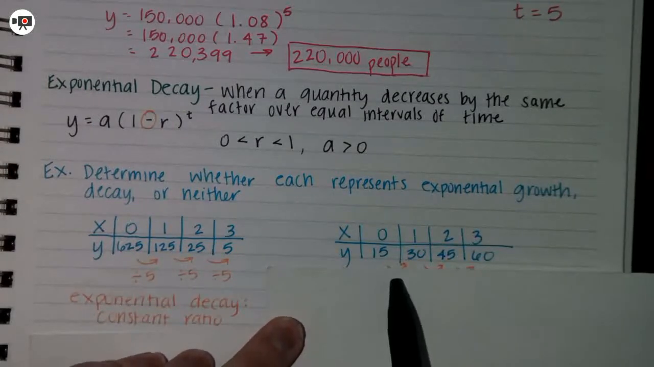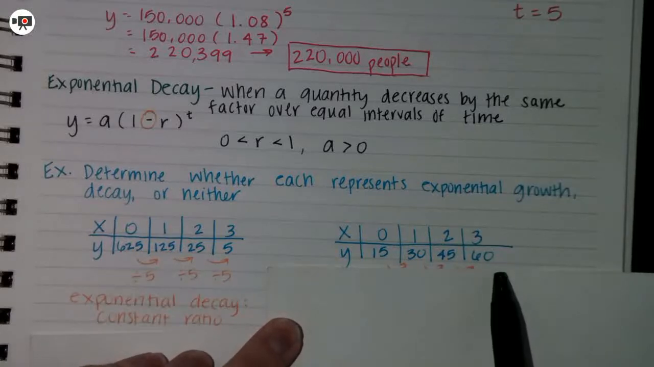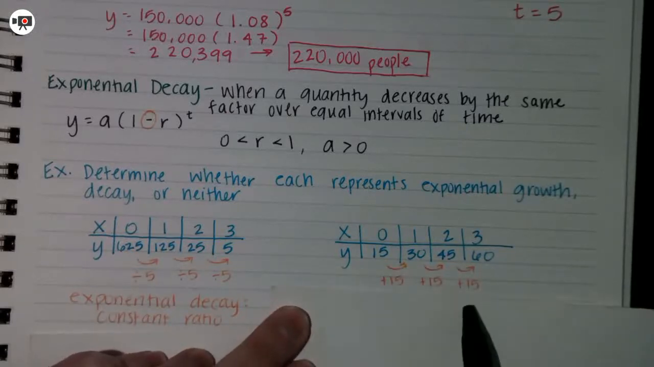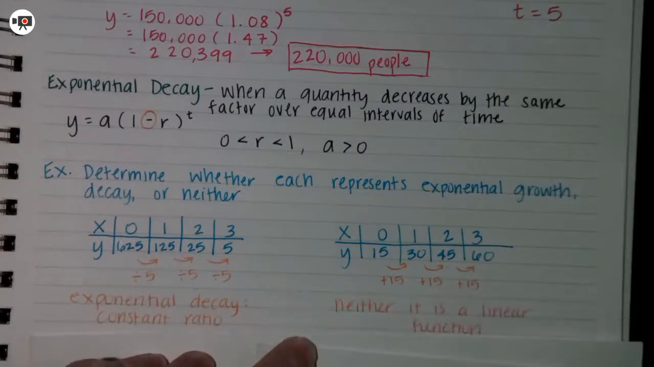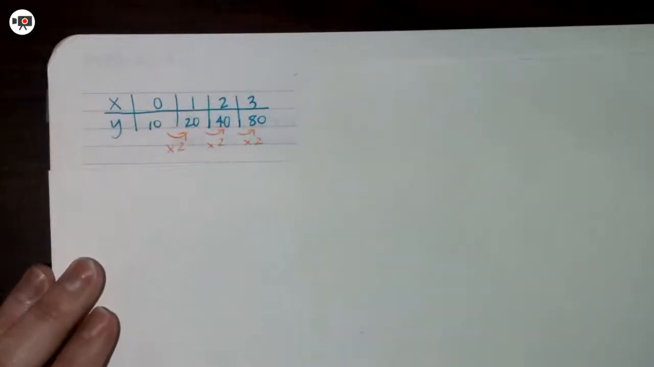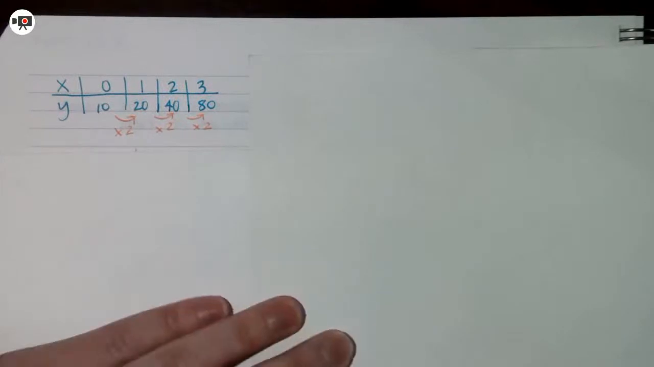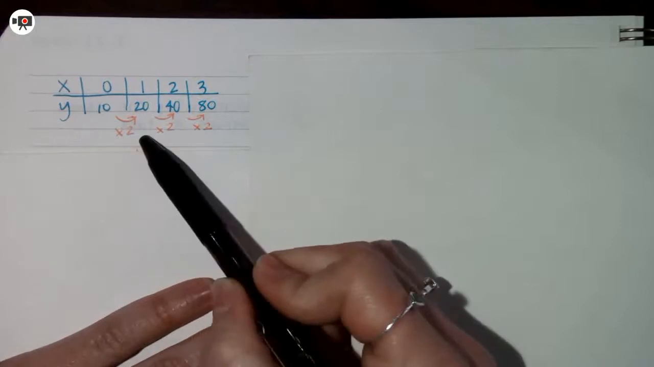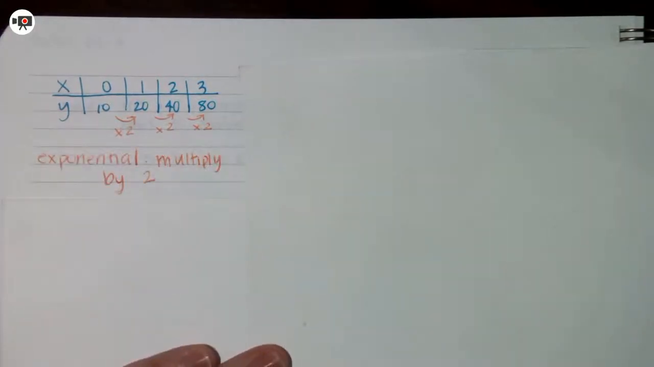Now for this one, I see that my y values are increasing, so I know it's going to be some kind of growth, but is it exponential? So I see how much does it change. Each one increases by 15. So you add 15, so this is a linear function, and it is not exponential. Here, I can see that each y value will multiply by 2 to get the next. So since this is multiplying by a ratio, this is exponential growth.